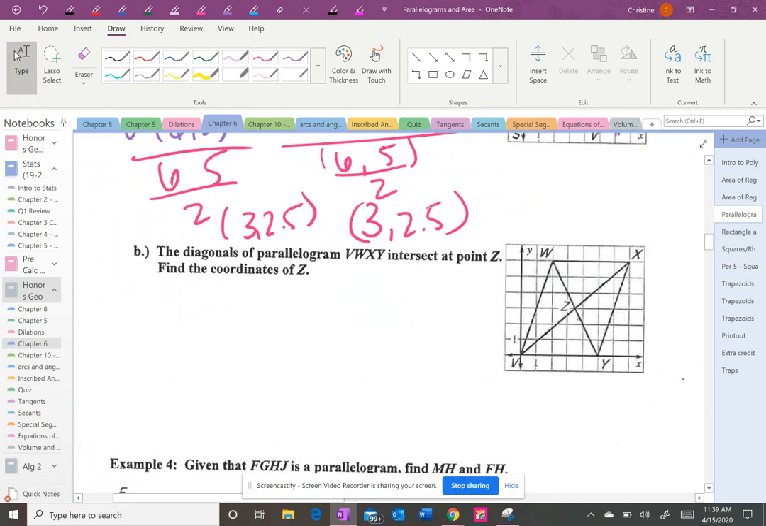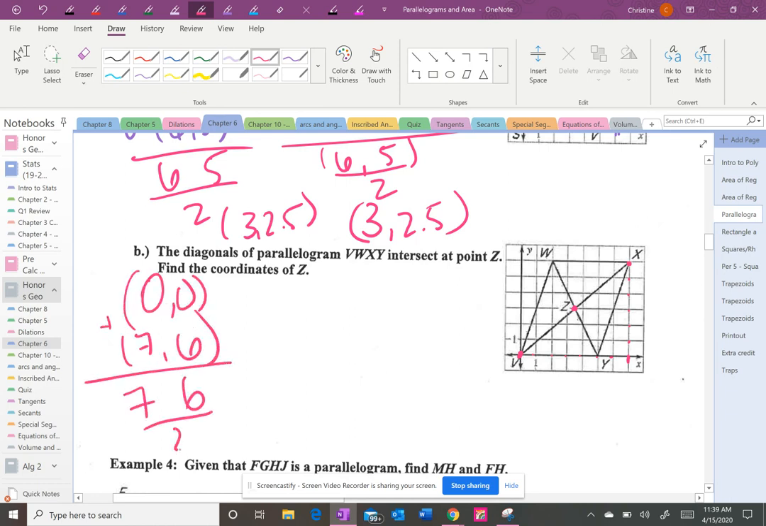So same thing for this one. Find the midpoint of Z. Again, if you're on the coordinate plane, you can just count it. But if I just give you some random coordinates with no graph, you will have to find the midpoint. So this is 0, 0. This is 7, 6. So 0, 0, and 7, 6. Add them together. Divide by 2. 3.5, 3. Which is true. 1, 2, 3.5. 1, 2, 3.